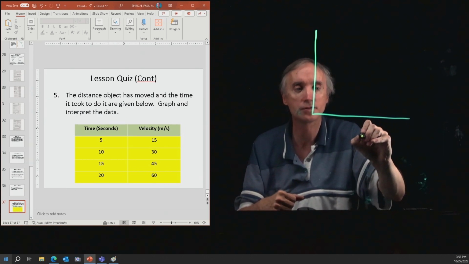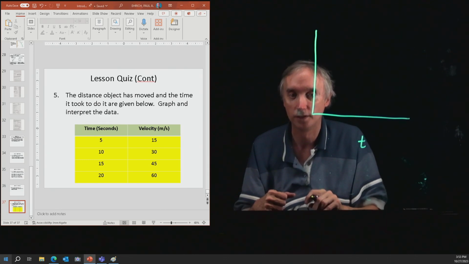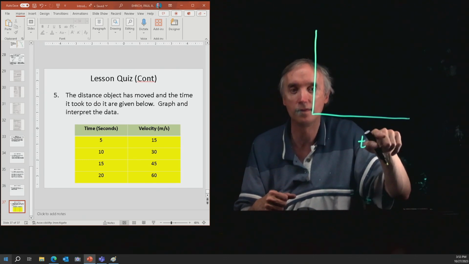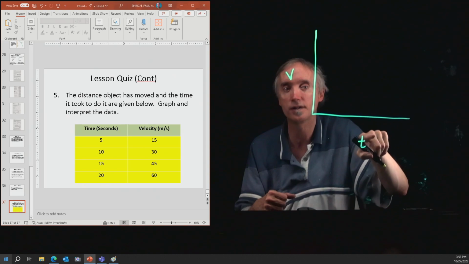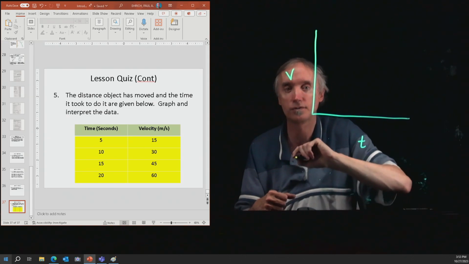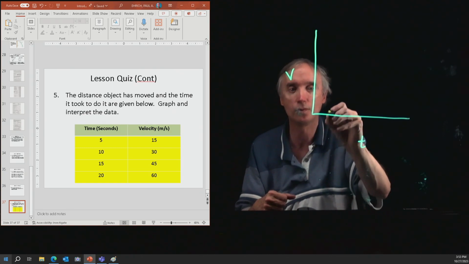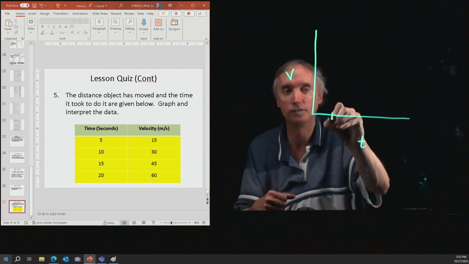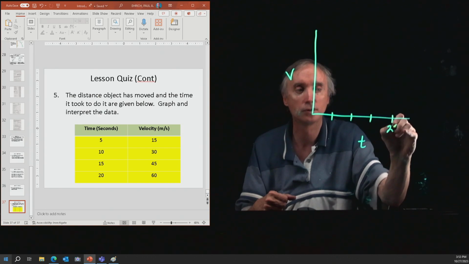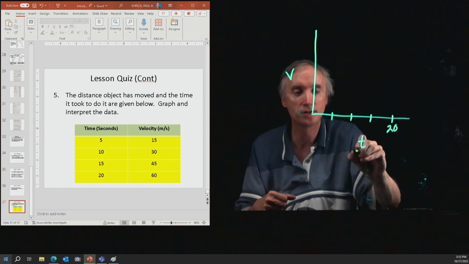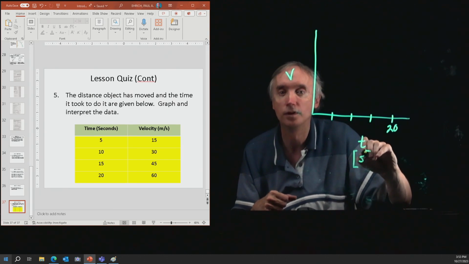On these graphs, time is always going to be the independent variable, so it's the one that can change. The velocity is the dependent variable, because depending on time, that changes how fast you're going. We're going to say that the time goes from 0 to 20: 5, 10, 15, and then 20. And then we can put the units down here: our units are going to be in seconds.